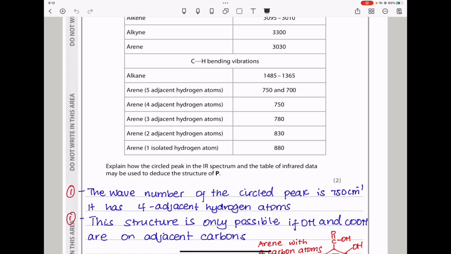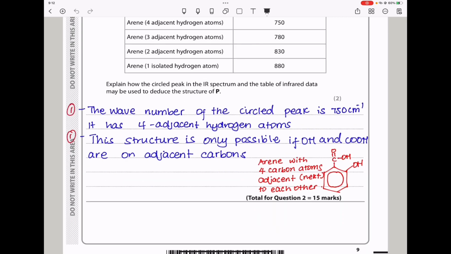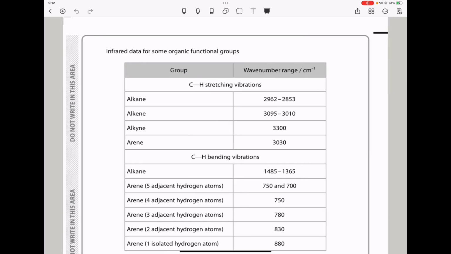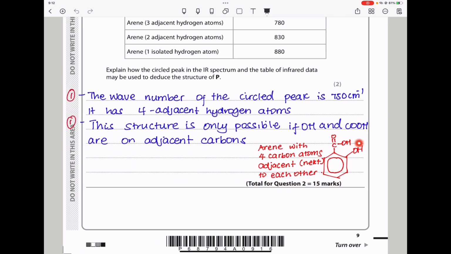4 adjacent hydrogen atoms. 4 adjacent hydrogen atoms, if we go back to our possible structures, here we have a hydrogen, a hydrogen, a hydrogen, and hydrogen. So 4 hydrogens are adjacent. Here we have 1, 2, 3. There is no hydrogen here and there is no hydrogen here, so that is out. For here we have adjacent 1, 2, because here and here we have no hydrogen, and here 1, 2, so that is wrong. The only possible structure is going to be this, because we will have 4 hydrogens adjacent to each other.